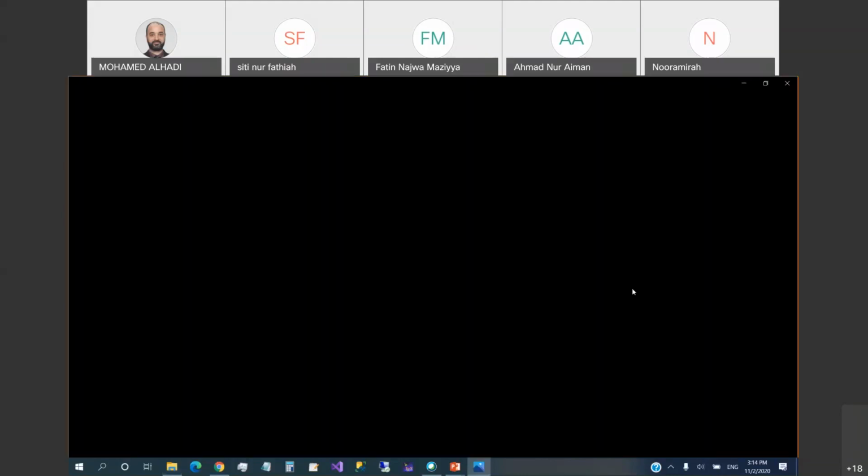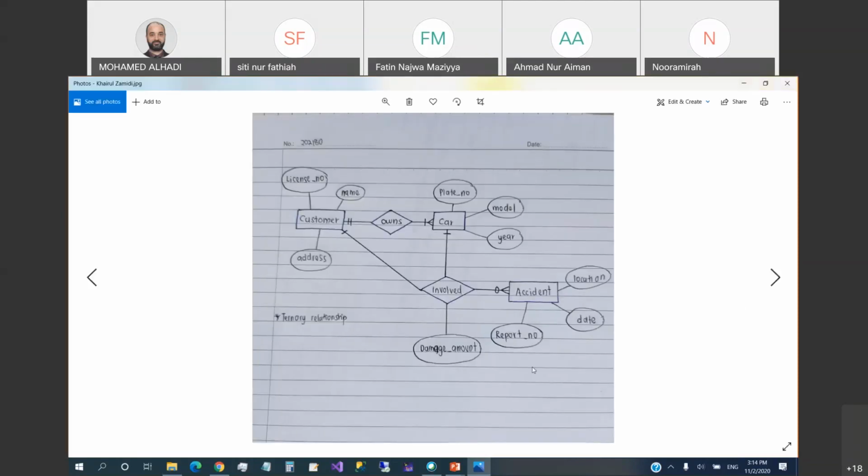Khairul has made the same issue. So the link between customer and involved here is wrong. The damage amount is not connected to the involved relation here. It's supposed to be connected to the accident. And the relation here between the car and accident is many to many. Here it is one to many. And you also messed up the policyholder relation. So the same mistake, I think. Also, you forgot to put the underline for the primary keys here.